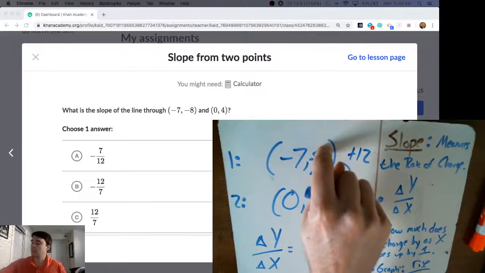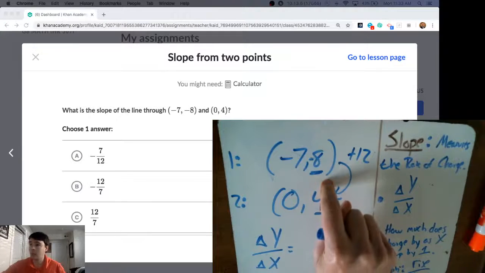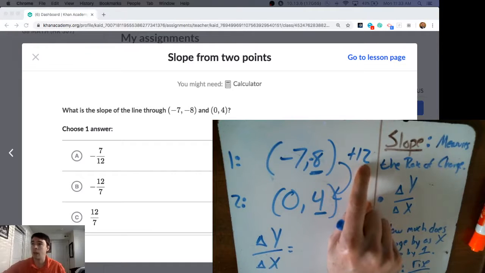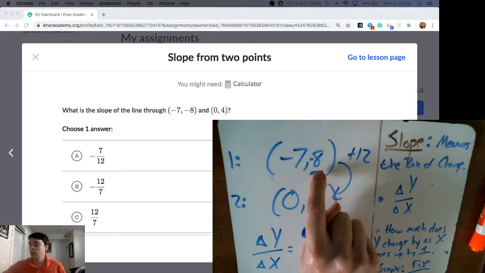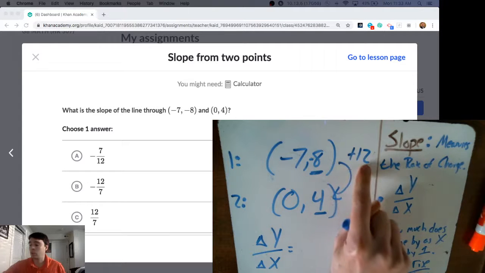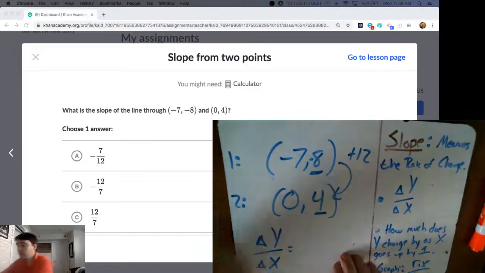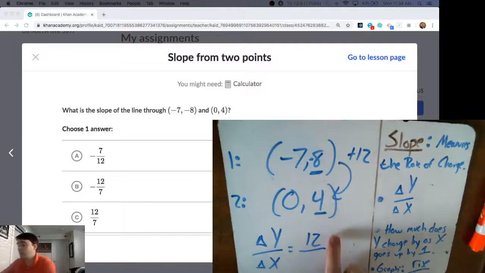To get from -8 to 0, I would go up by 8. I go up by 4 more to get to +4. 8 and 4 means I traveled up by 12 units, or grew by 12 units on the y value, if it went from -8 to +4. So that's my y change for the slope.